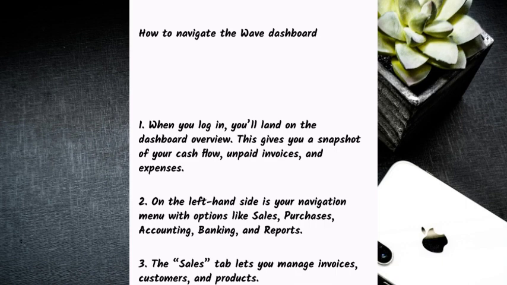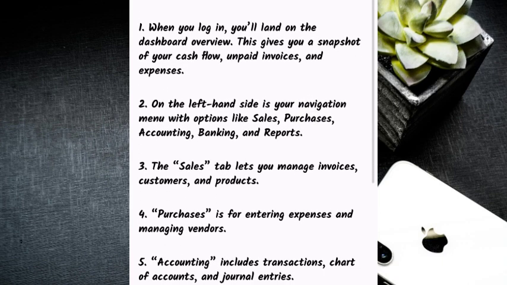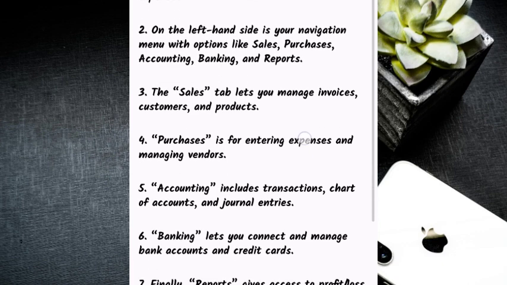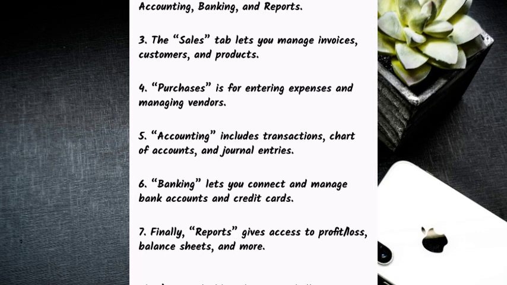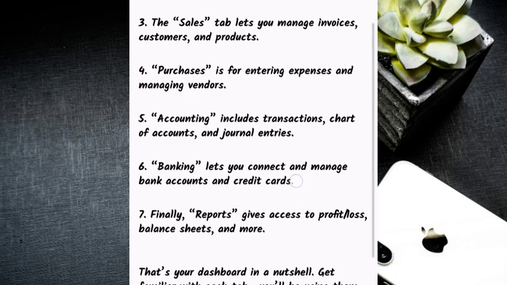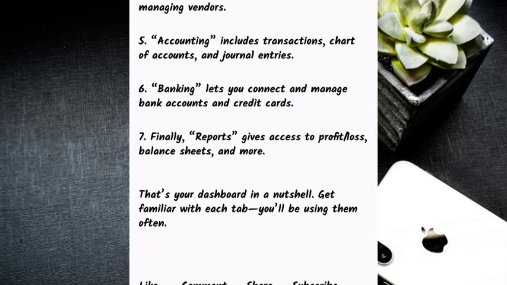The sales tab lets you manage invoices, customers, and products. The purchases tab is for entering expenses and managing vendors. The accounting tab includes transactions, chart of accounts, and journal entries, whereas banking lets you connect and manage bank accounts and credit cards. Finally, reports gives access to profit and loss, balance sheets, and many more. That's your dashboard in a nutshell.